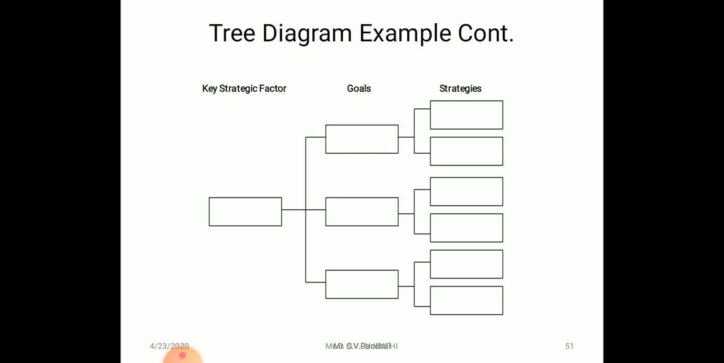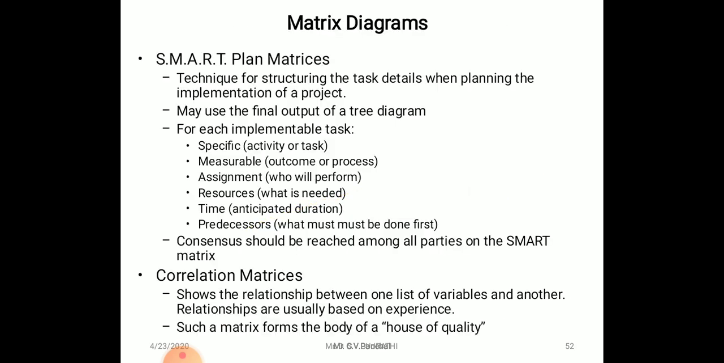So giving more service faster to the customer, so that comes as a tertiary strategy. Okay, so this is how we can make a tree diagram. In the next lecture we'll study about the matrix diagrams.